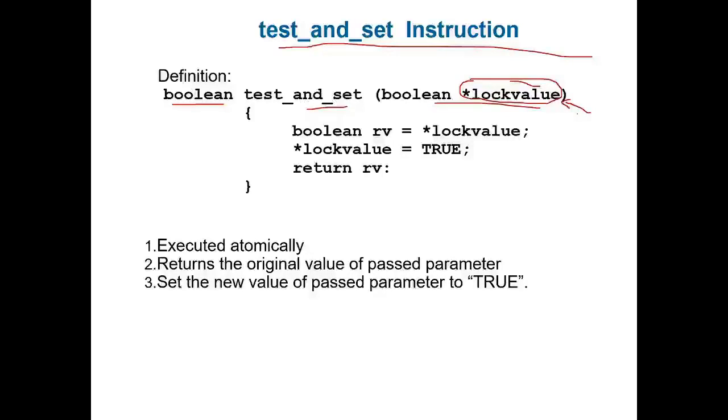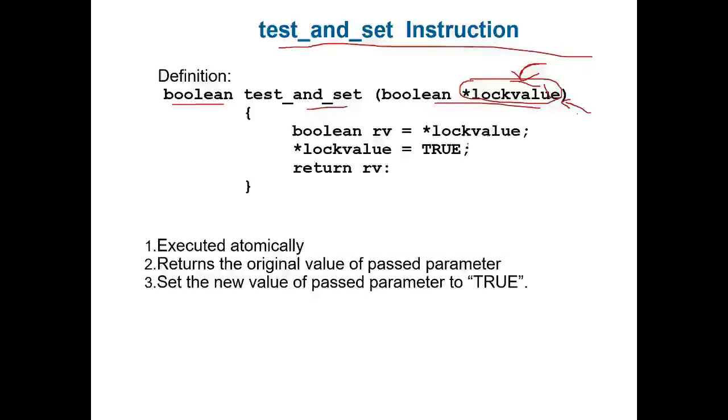The value of that, so the value of this lock is going to affect everywhere, because you are changing the value in the address and not in the copy of the variable. That's why the pointer variables are used.